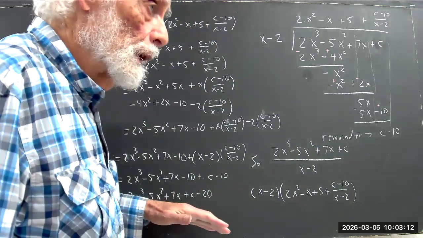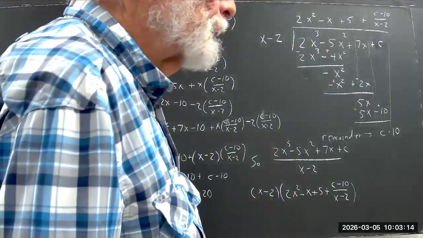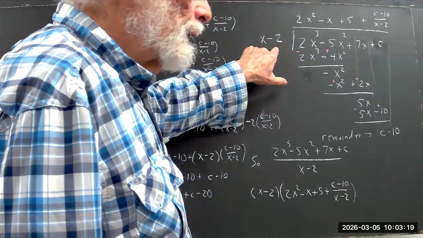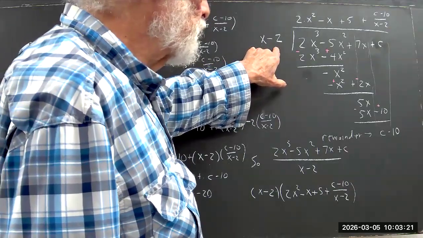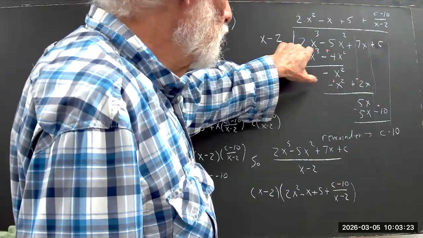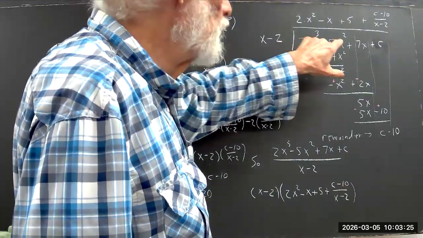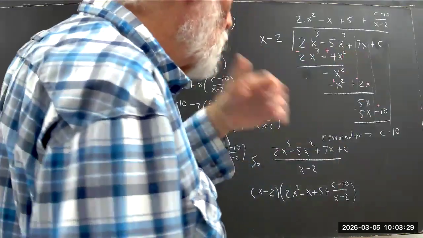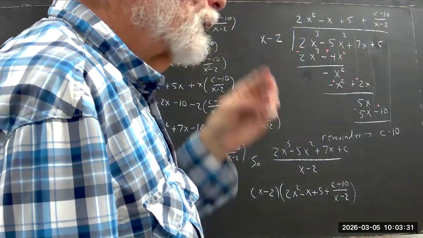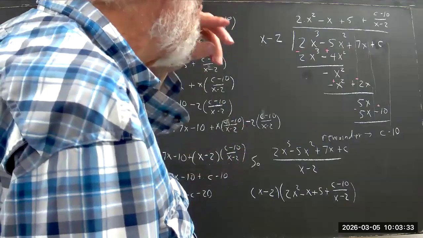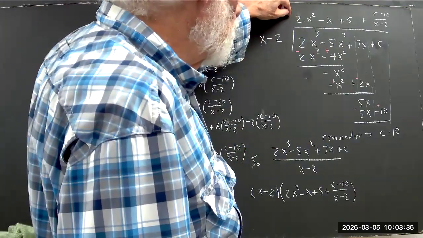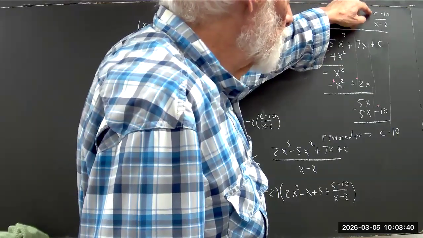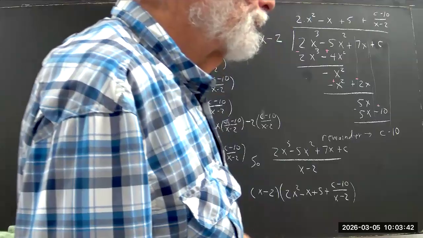This video picks up on the last one we did, just to review where we're at. Okay, we have divided the expression x minus 2 into the expression 2x cubed minus 5x squared plus 7x plus c. We've gone through all the steps of doing that long division, and we got a quotient 2x squared minus x plus 5 plus c minus 10 over x minus 2.